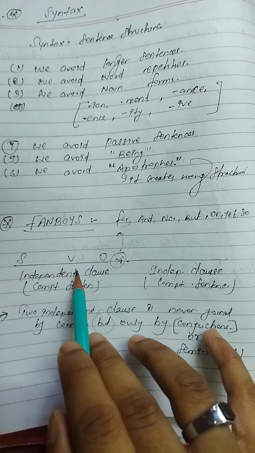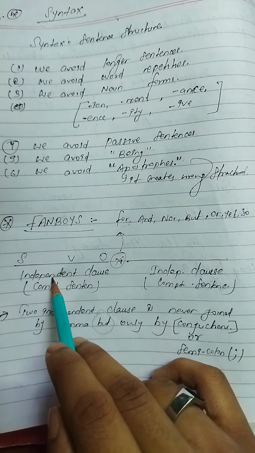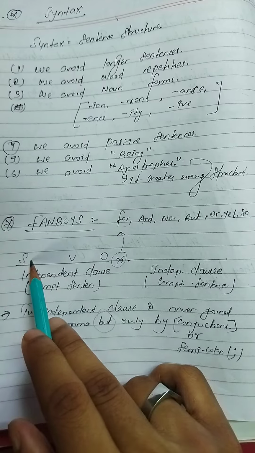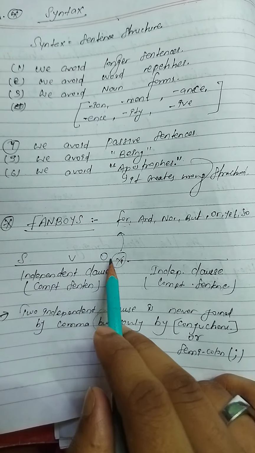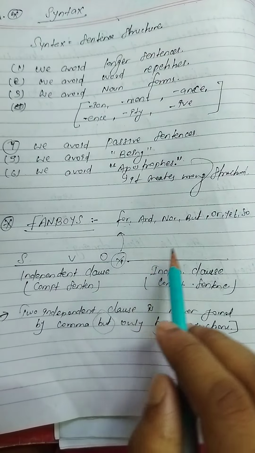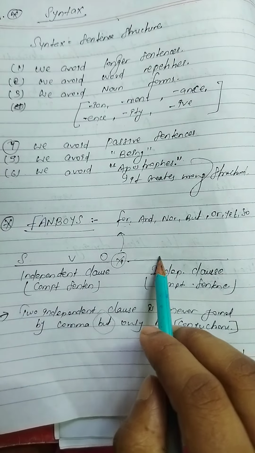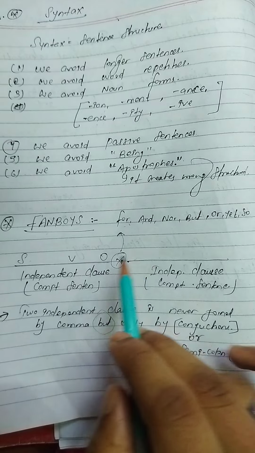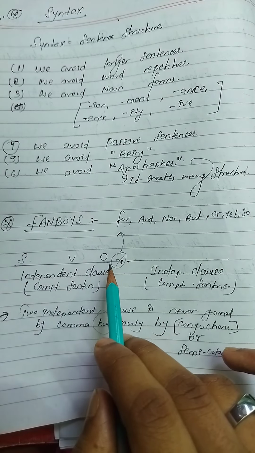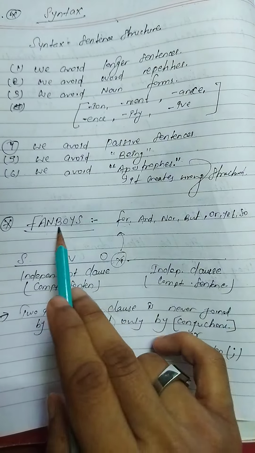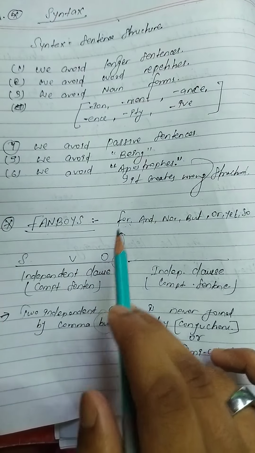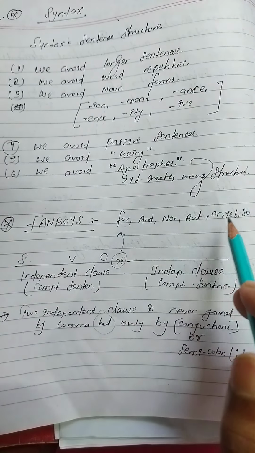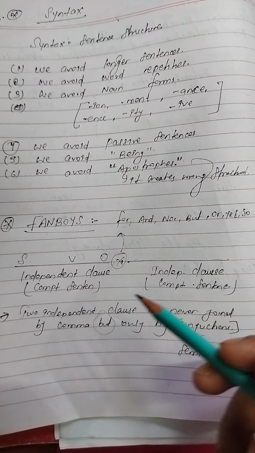So whenever there are two sentences, where one is an independent clause that has subject, verb, object, and the other is also an independent clause with subject, verb, object, at that time when we join these two independent clauses, you have to use a comma and a FANBOYS. We use a comma with either for, and, nor, but, or, yet. So we see the examples related to it.